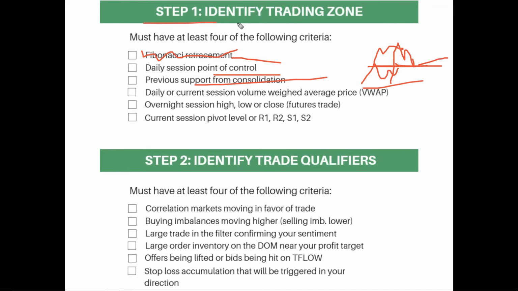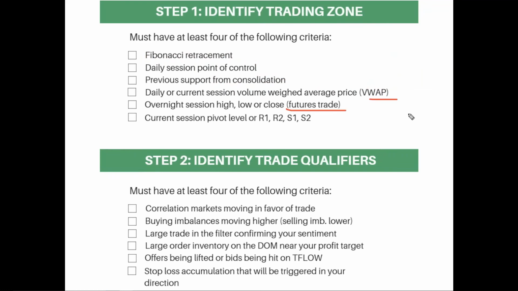The first thing I do, on step 1, is identify my trading zone. Daily or current session volume weighted average price, called the VWAP, overnight session high, low, close for futures trading, current session pivot levels, R1, R2, S1, S2, or a consolidation of any one of these factors. So I must have 4 of these to have a trading zone. Step 1, I find a zone. So 1, 2, I don't have 4. Guess what? I don't have a trading zone. I continue to do this until I find my zones.